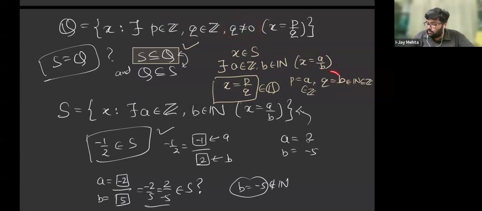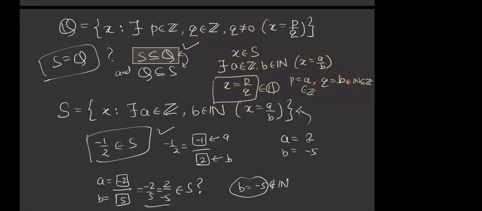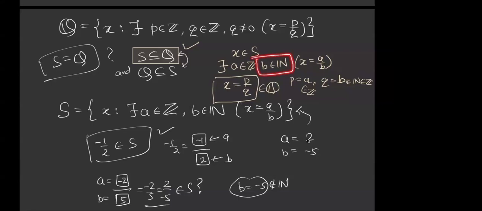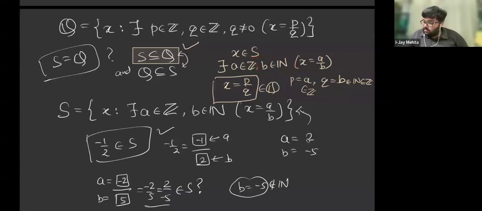What is my Q? Q is B. Is B non-zero? Is Q non-zero? B is non-zero. Why is B non-zero? Because B is a natural number, here it is a natural number, right? So yes, it is not zero. So it satisfies this condition.